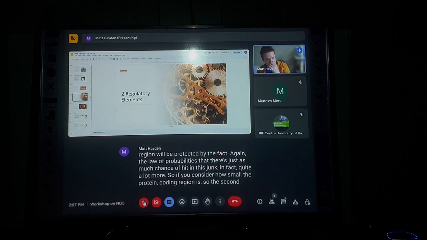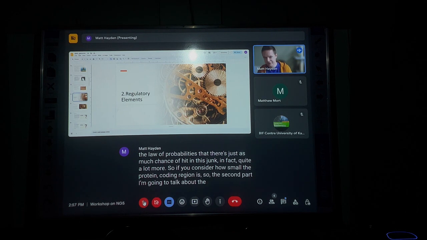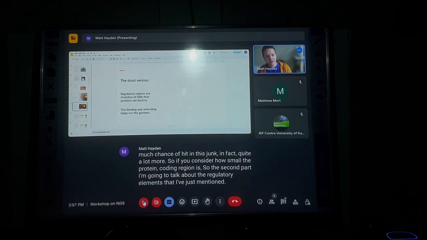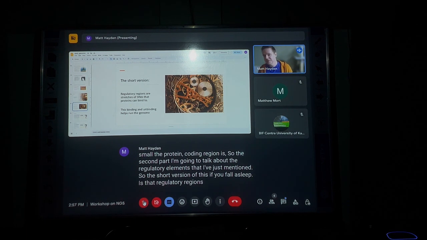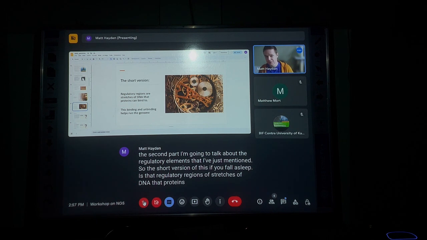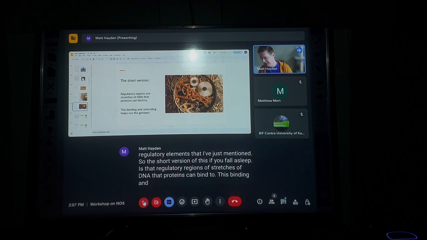So the second part, I'm going to talk about the regulatory elements that I just mentioned. So the short version of this, if you fall asleep, is that regulatory regions are stretches of DNA that proteins can bind to. This binding and unbinding helps run the genome, like clockwork.